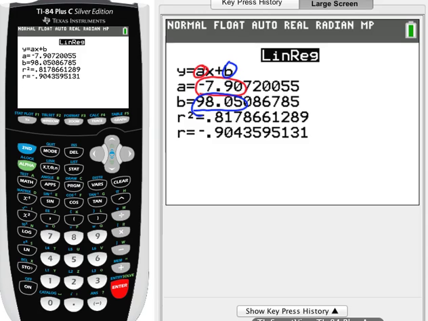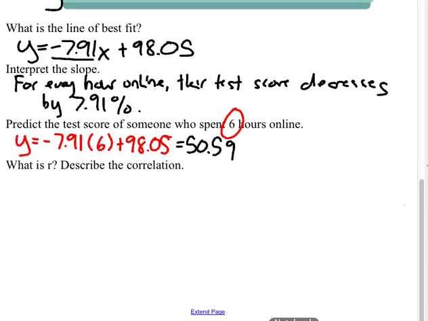Now, what about the correlation? So our R value, negative 9.0. Oh, sorry, negative 0.90. I apologize. So this time, this is telling me that it is a negative correlation, okay? The negative sign tells me it's a negative, pretty close to -1, so we're going to call it strong correlation still.